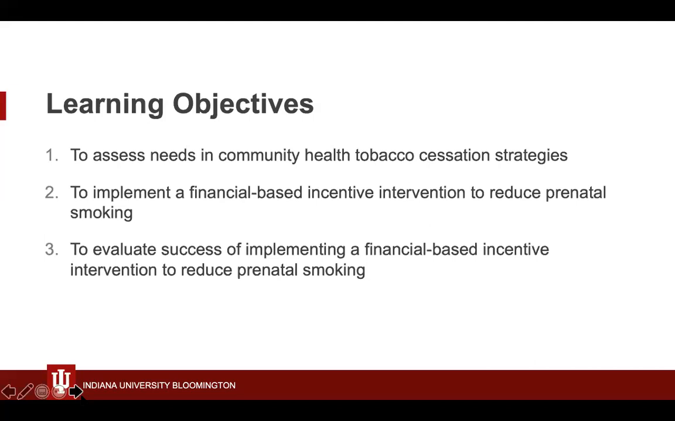Just a few learning objectives to start out with. I'll talk about a few different areas, some of them just showing what information we had in terms of a needs assessment and the need for an intervention in the area that we are implementing this intervention. And I will also talk a little bit more about the steps that we're taking to actually implement the financial-based incentive intervention. And then also we'll talk a little bit more about some of the results that we're starting to see from that being implemented actually in clinics.